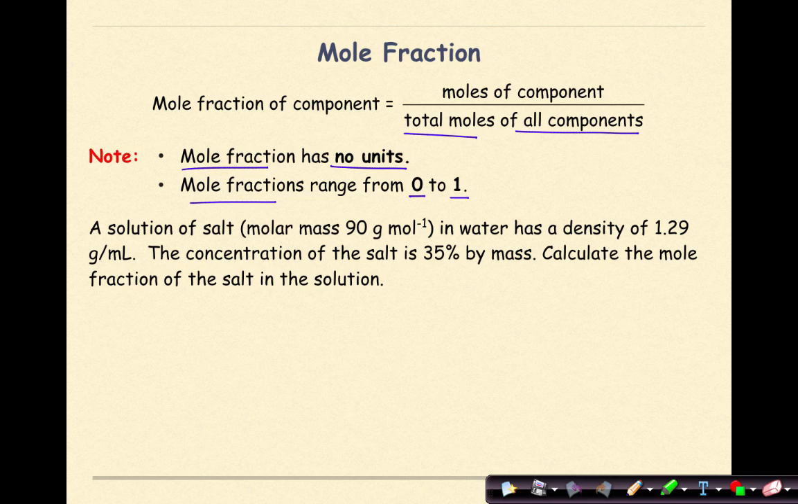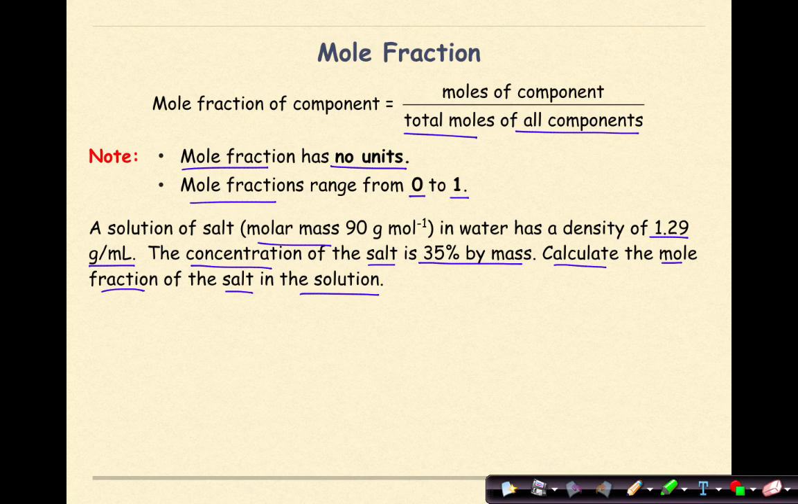A solution of salt with a molar mass of 90 grams per mole in water has a density of 1.29 grams per milliliter. The concentration of the salt is 35% by mass. Calculate the mole fraction of the salt in solution.